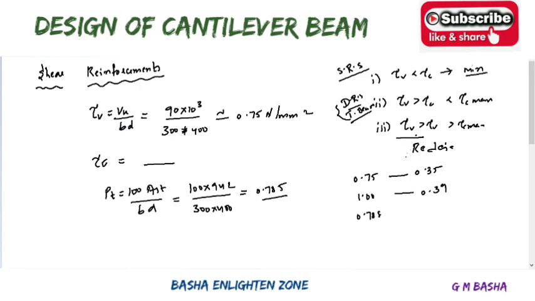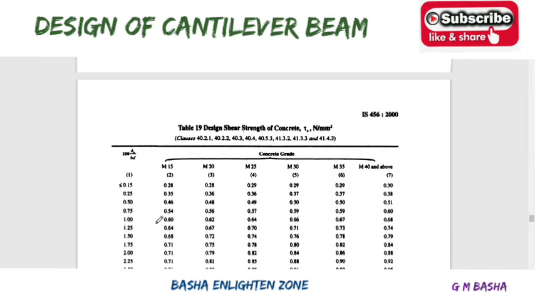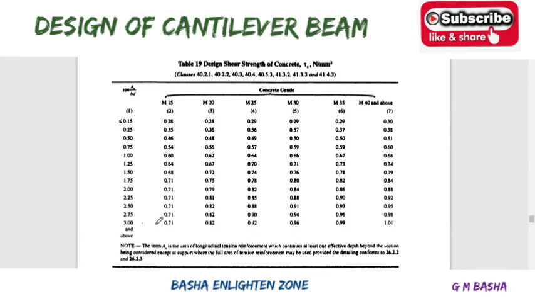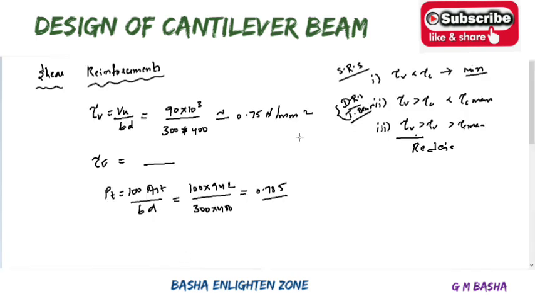Sorry, actually I was looking in table number 23, but you can follow table number 19 for design shear strength of the concrete. You can see table number 19. I will show that one. So table number 19 in page number 73. Write down here, please follow this one. Page number 73 in IS 456 2000. So table number 19.